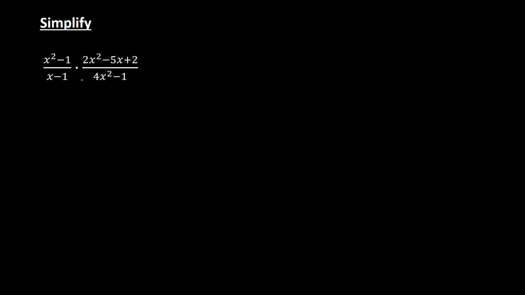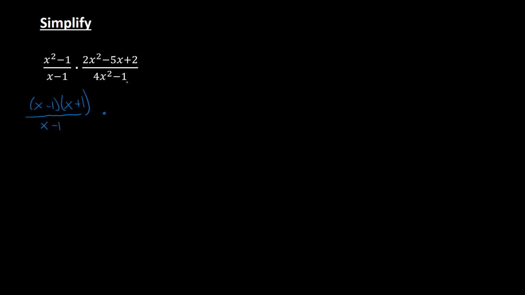Now here's another one where nothing is factored already, so I need to do the factoring first. So looking at this first fraction, x squared minus 1 over x minus 1, notice x squared minus 1 is a difference of squares. So when I factor that first part, I'm going to have (x minus 1) times (x plus 1) over x minus 1.